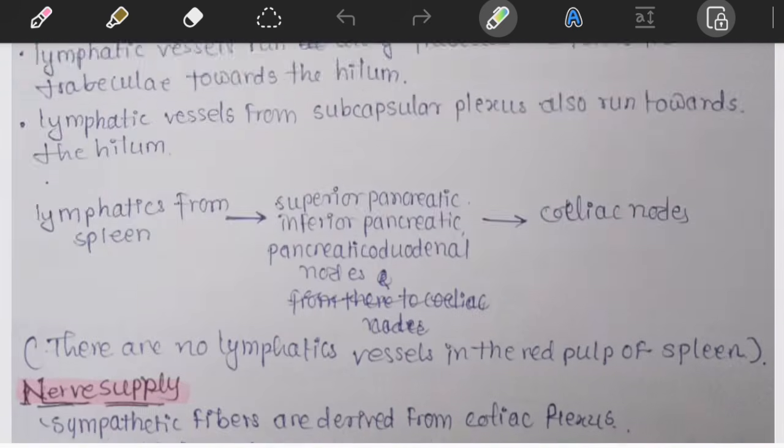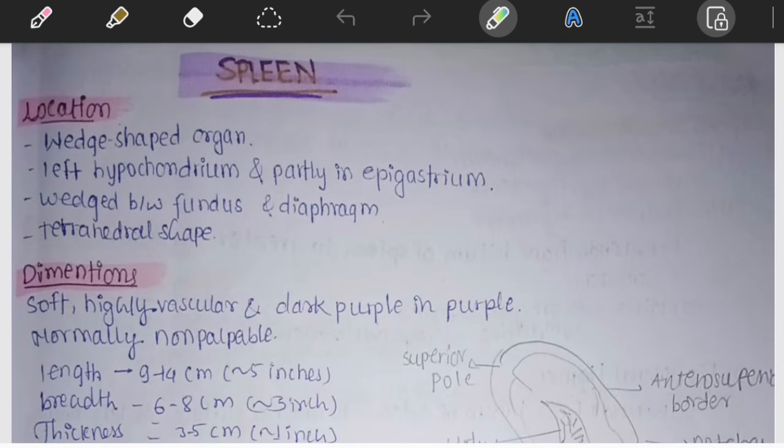And we will see the rapid revision. Let's see. Location: left hypochondrium, partly in epigastrium. Shape is wedge shaped, long axis along the 10th rib, direction downwards, forwards and laterally. Two surfaces: diaphragmatic and visceral. Diaphragmatic surface smooth and convex, visceral surface concave and irregular. Four impressions: gastric, renal, colic and pancreatic.